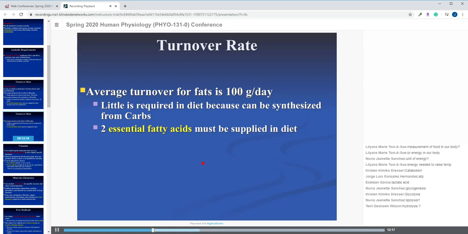The average turnover rate for fat is 100 grams per day. Little fat is required because excess glucose can get converted into fat and stored by lipogenesis. There are 2 essential fatty acids which we need, and these have to be supplied again by the diet.